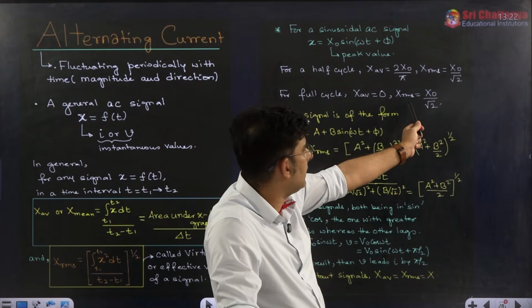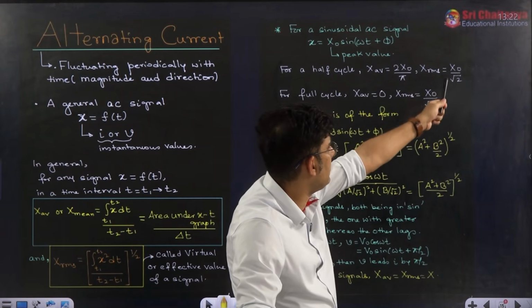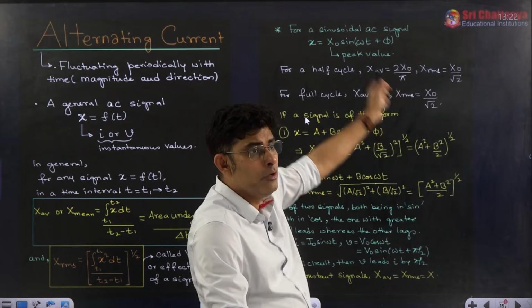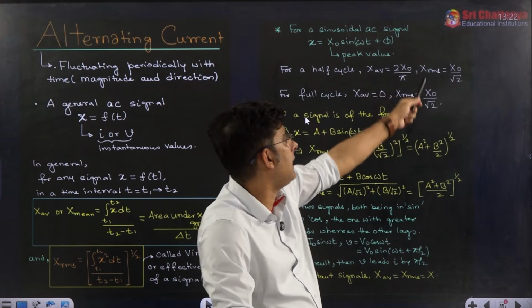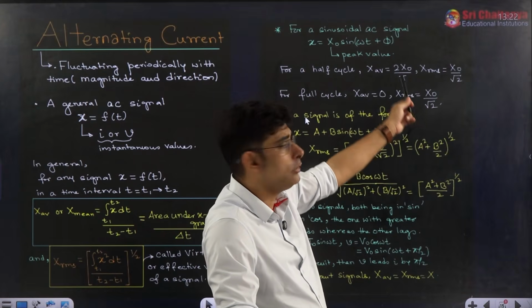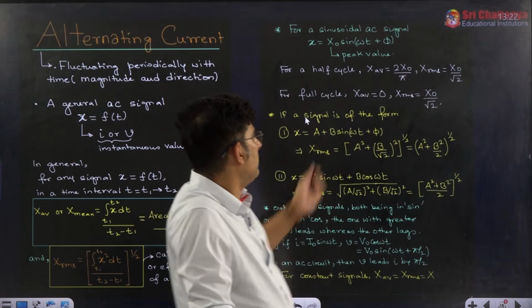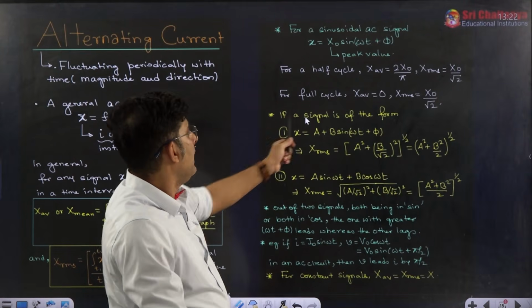average is 0, but for RMS you are doing a square, so it doesn't cancel. It becomes the same; whatever it is in half cycle, it is in full cycle also. For sinusoidal, full cycle or half cycle, the RMS value is x naught by root 2. For example, RMS current is I naught by root 2, RMS voltage is V naught by root 2, right? In terms of peak values you can write this value.